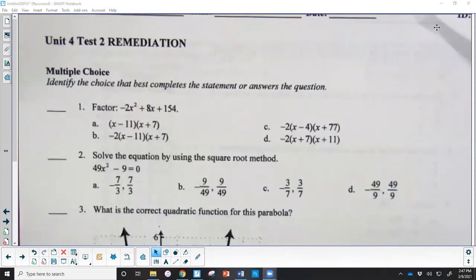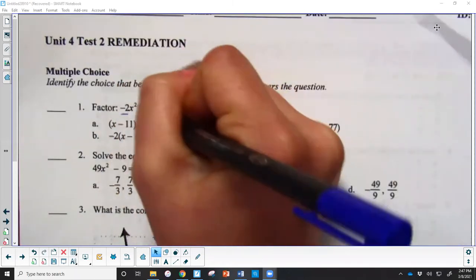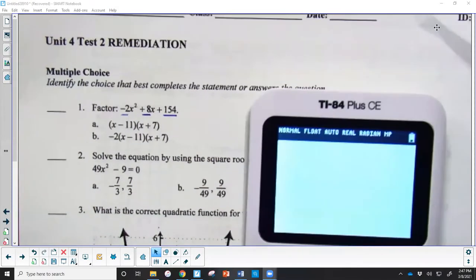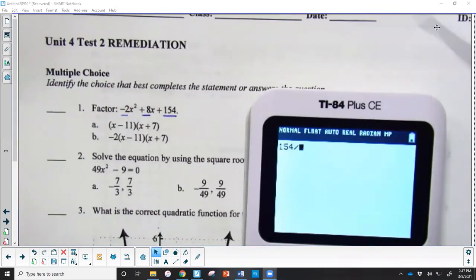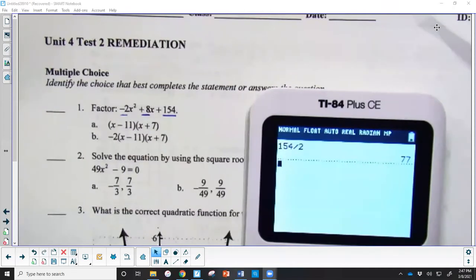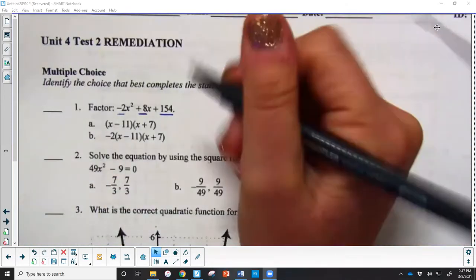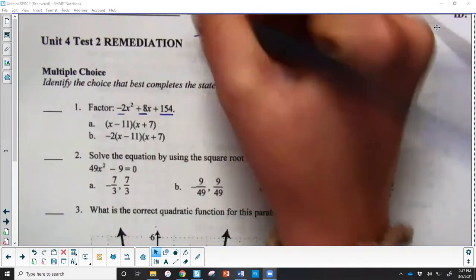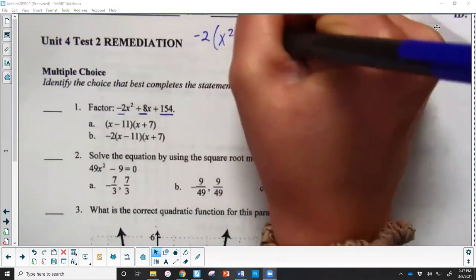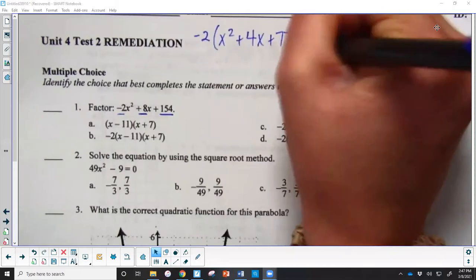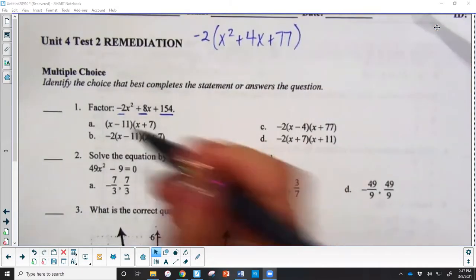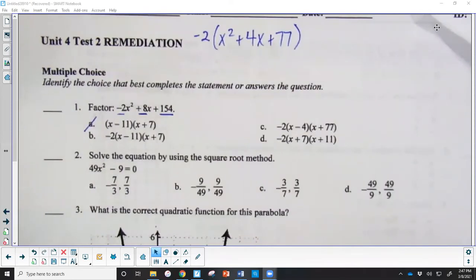Now, 154 is a big number, so I'm going to see if negative 2, 8, and 154 are all divisible by 2. So I'm going to take my calculator and type in 154 divided by 2, and it is. And I know 8 divided by 2 is 4. So I'm going to pull out a negative 2 because I want my a value to be positive. X squared plus 4x plus 77. So I'm going to have a negative 2 at the outside of all of my answer choices. So A is not going to be a good answer for us.